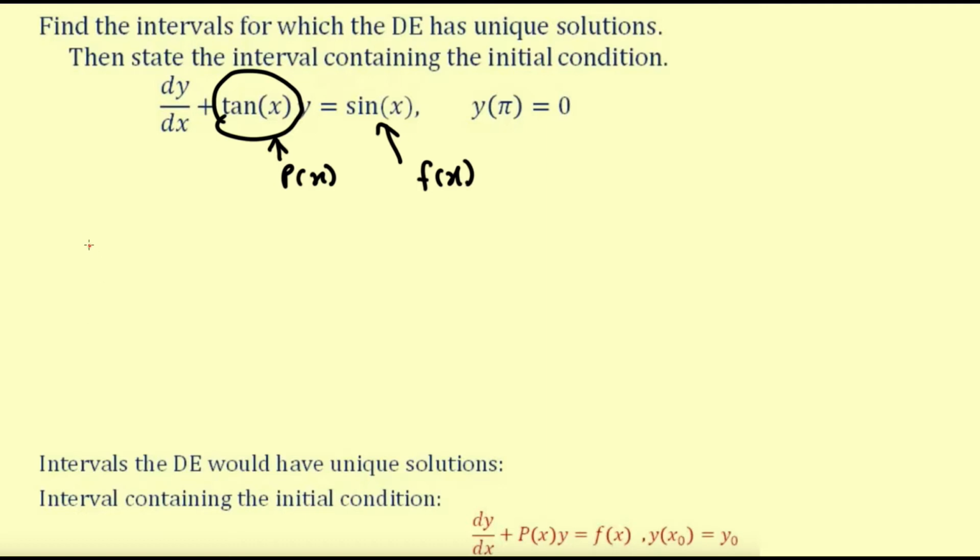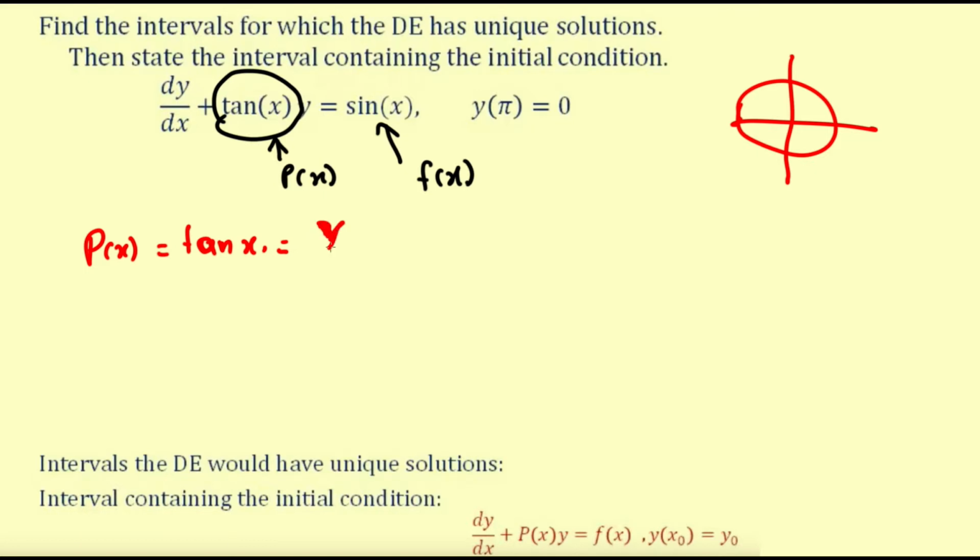Now let's grab this p of x. P of x is tan x, so where is this tan x continuous? If you look at this diagram, tan x is actually y over x. Tan x is y over x. Okay, let me make sure it's y over x.